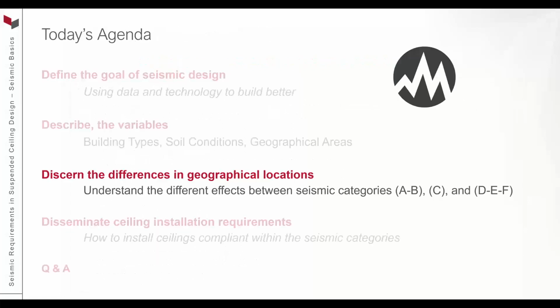All right, now we're going to look at discerning the differences in our geographic locations, because we have different seismic areas that have high and lower magnitude or forces that we want to build for and design for. So we have 3 different variables. We have 3 different geographic locations. And the categories are A and B, C, and D, E, and F.